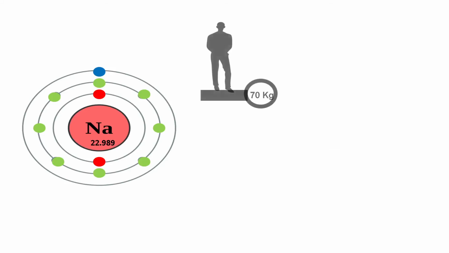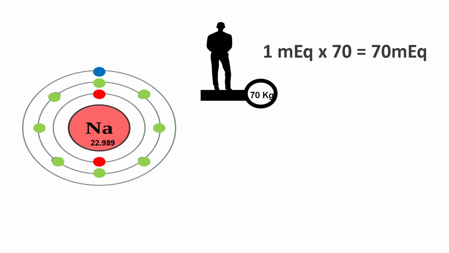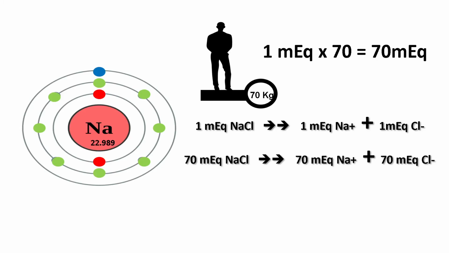A 70 kilo man will require 1 milliequivalent of sodium per kg per day. So he will be requiring 70 milliequivalents of sodium per day. We know 1 milliequivalent of sodium chloride will dissociate into 1 milliequivalent of sodium plus 1 milliequivalent of chloride ion. So 70 milliequivalent of sodium chloride will dissociate into 70 milliequivalent of sodium and 70 milliequivalent of chloride ion.